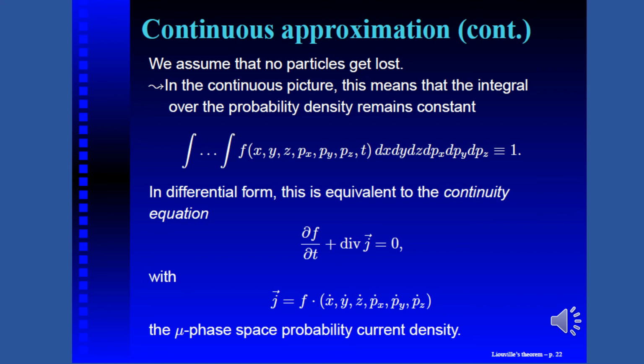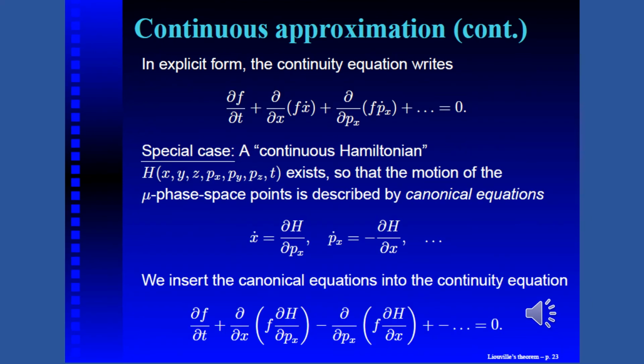In differential form, this is equivalent to the continuity equation: partial f over partial t plus divergence of j is equal to 0. j is equal to f times x dot, y dot, z dot, px dot, py dot, and pz dot, the mu phase space probability current density. In explicit form, the continuity equation writes partial f over partial t plus partial over partial x of f x dot plus partial over partial px of f px dot plus so on is equal to 0.